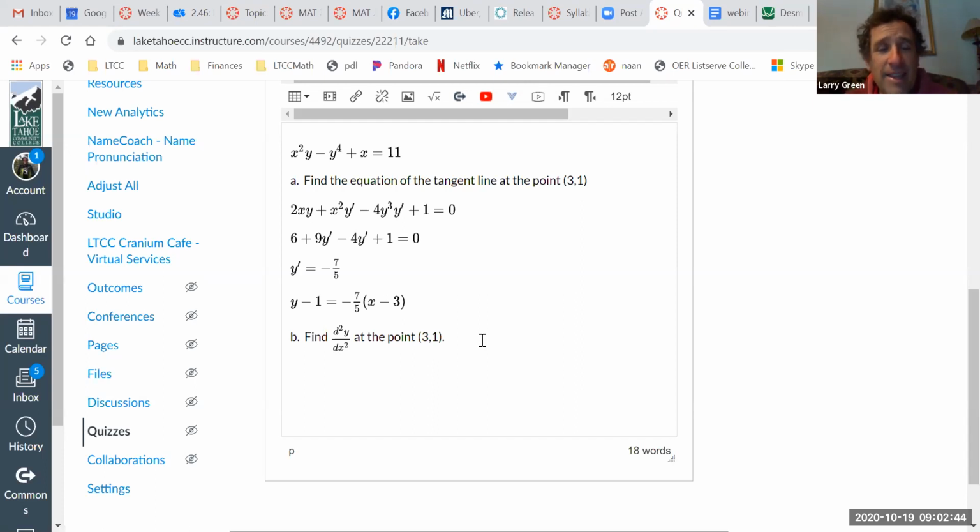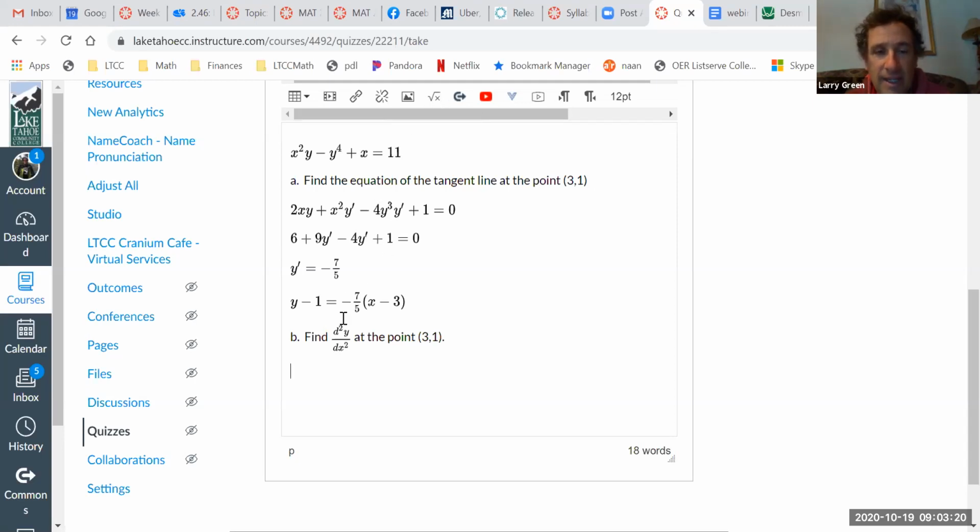Okay, now we want to find the second derivative at the point (3, 1). All right, so what line should I use? I'm going to name them: this is 1, 2, 3, 4, 5. Which of those am I going to use? I'm going to use line 2 for the second derivative, because you can't find the second derivative after you've plugged in values. You find the second derivative immediately after finding the first derivative.